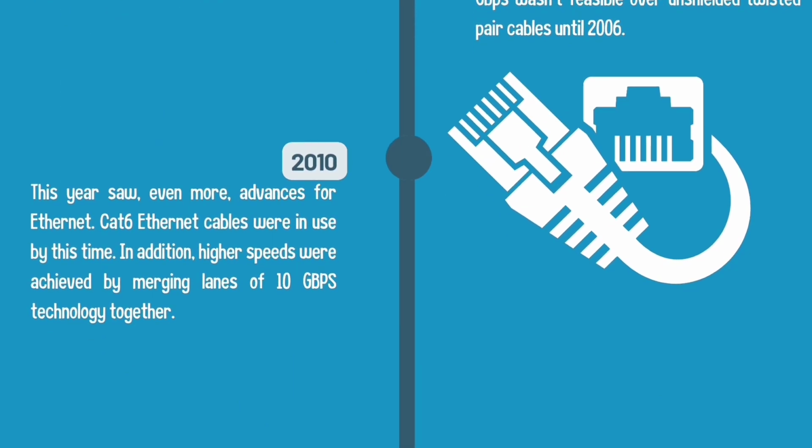2010. This year saw even more advances for Ethernet. Cat6 Ethernet cables were in use by this time. In addition, higher speeds were achieved by merging lanes of 10 Gbps technology together.